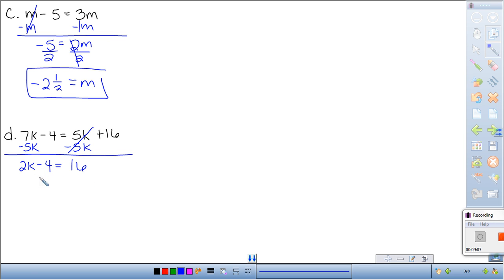The opposite of subtracting 4 is to add 4 to both sides. So we have 2k equals 16 plus 4 is 20. The opposite of 2 times k is to divide both sides by 2, so that k equals 10.